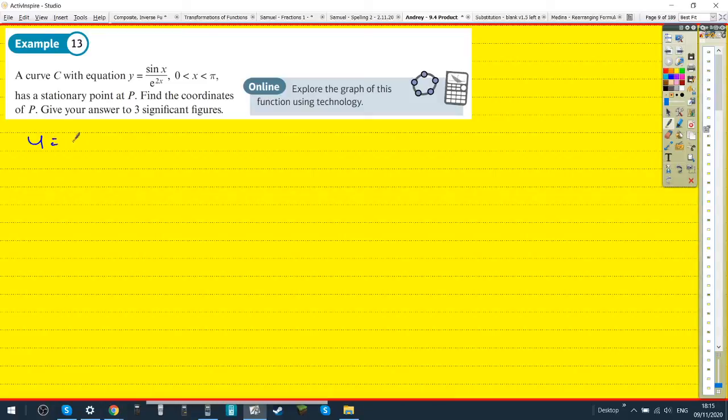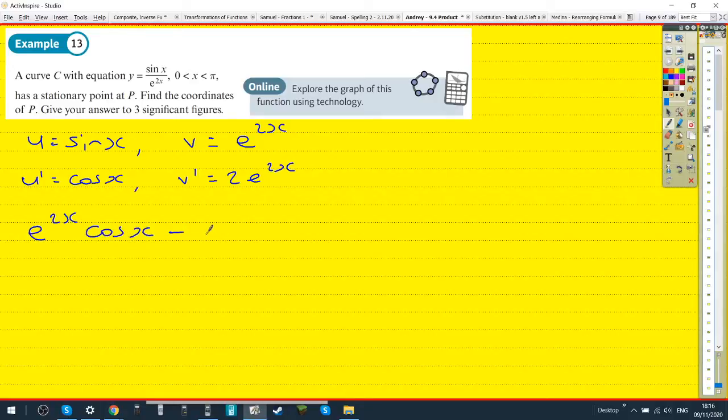Yep. v equals e to the power of 2x. Differentiation of u is cos x. Differentiation of v is 2e to the 2x. Then I do e to the 2x times cos x minus sine x times 2e to the 2x, all over e to the 2x squared.